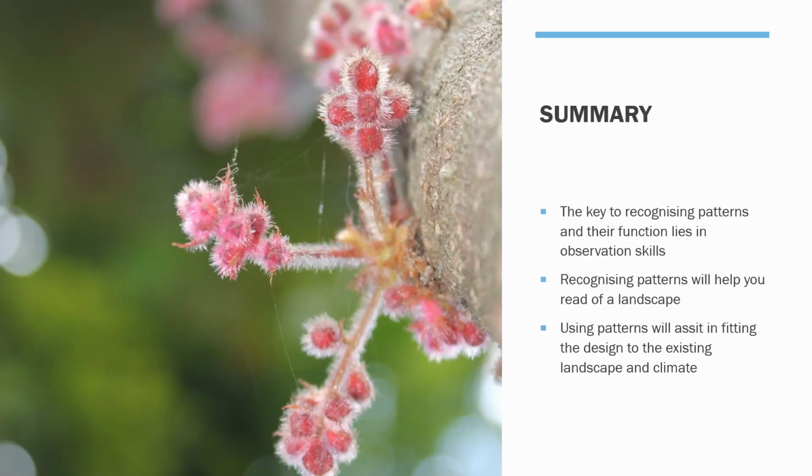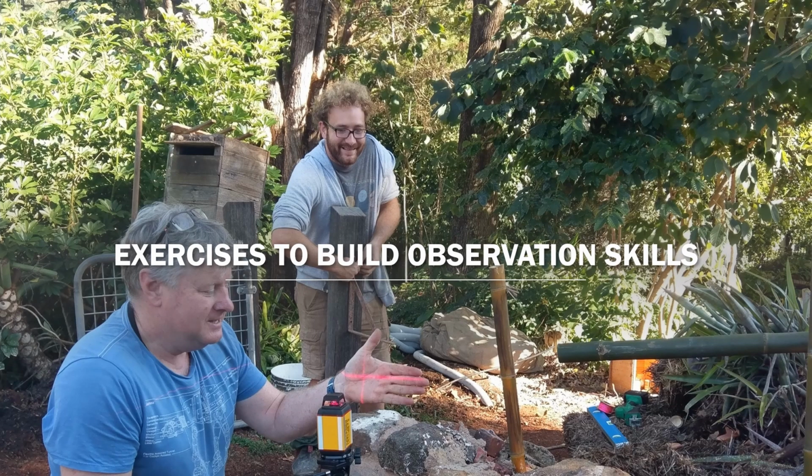In summary, you will start to recognize patterns and then hopefully see the function that lies behind that pattern. By recognizing patterns, you will be able to start to read the landscape faster and understand what's going on. Then that helps you to design a better landscape. It helps you to design a landscape that can accommodate for change. There are exercises in the course notes to build your observation skills. Enjoy!